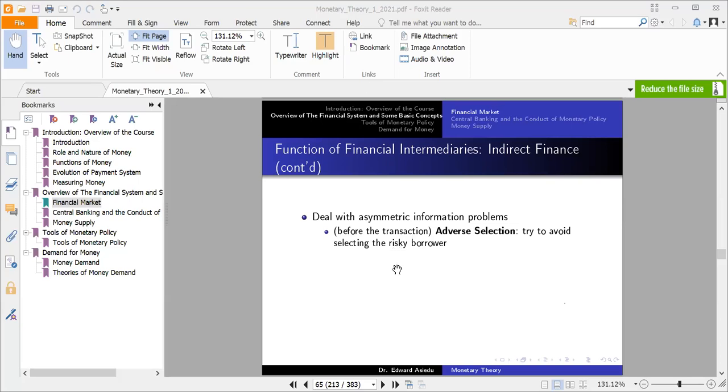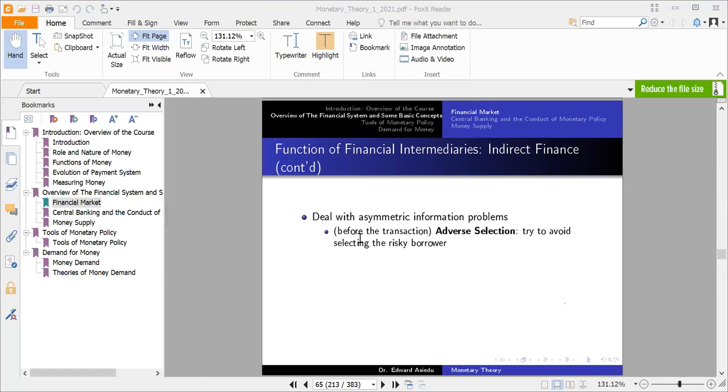Okay. So the question is, I need a lot of information, but if I do indirect financing, when the money goes into an intermediary, the intermediary's responsibility is to check this. The intermediary's responsibility is to check that there is no adverse selection. And adverse selection is that you are trying to avoid selecting the risky borrower. If I do direct financing, I have to do that, which is tough to do. How do I avoid a risky borrower? I need a lot of information, but the intermediary collects information anyways. So they will be able to do that.